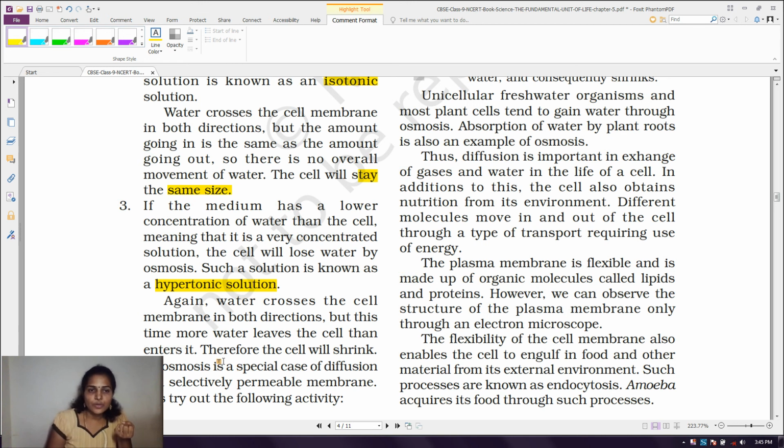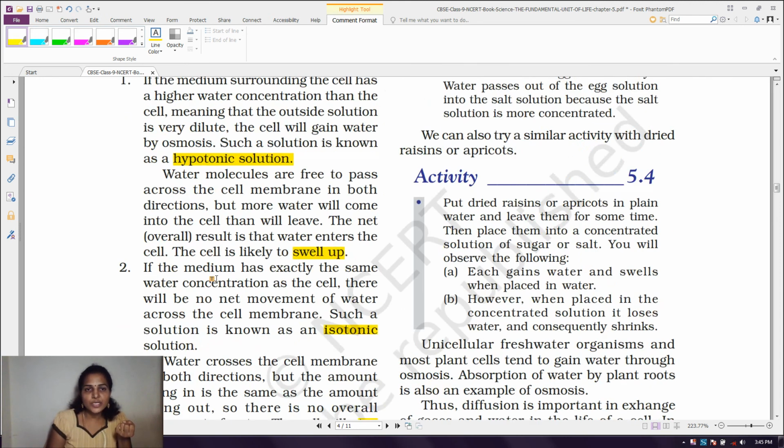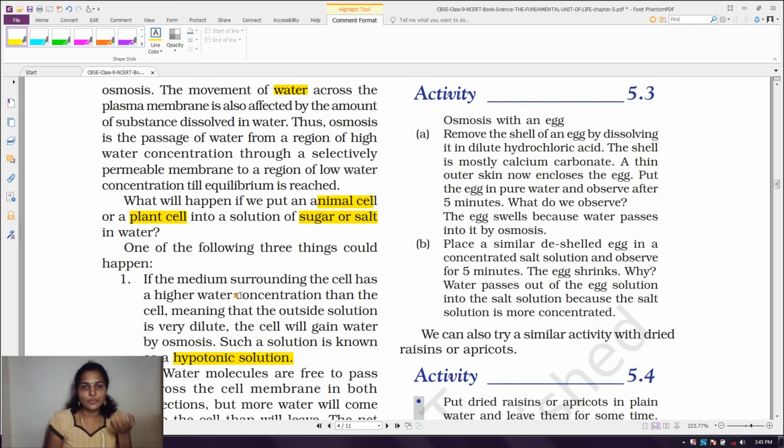Clear? So now, as a result, while we keep any one of the cells in the hypertonic solution, what will happen? The cell will shrink. Is it clear? So by means of these experiments, we can easily find out that water will move from inside the cell to outside, or the reverse, by means of a semi-permeable membrane.